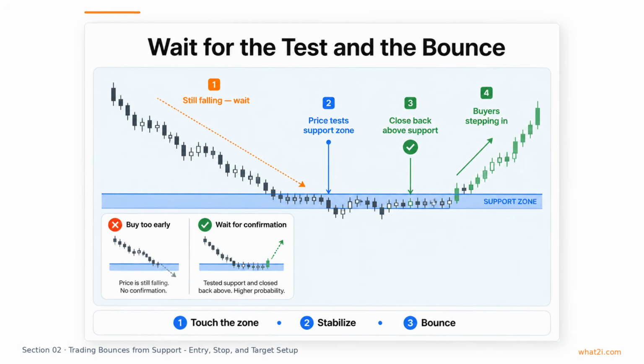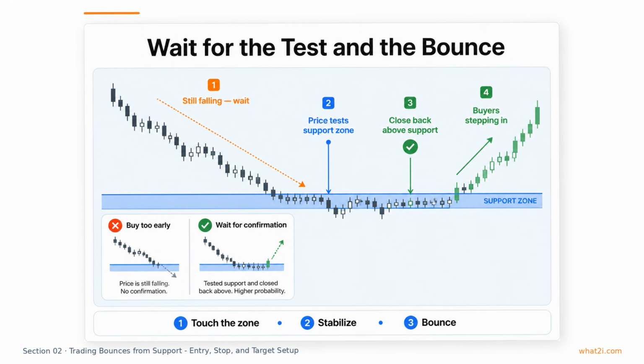Patience is critical here because support bounce trades are strongest when price actually tests the zone and responds to it. Buying while price is still falling can leave you stepping in front of a move that has not finished. A better approach is to let price touch the support area and then watch for signs that selling pressure is easing. One helpful sign is a close back above support after the test. That close does not guarantee success, but it suggests the zone may be holding. The sequence you want to see is simple. Test the zone, stabilize, and begin to bounce.